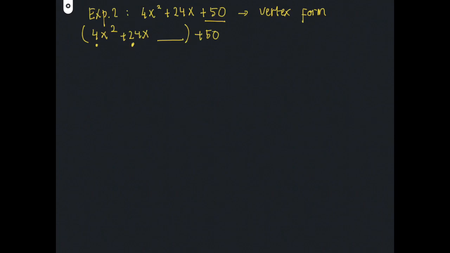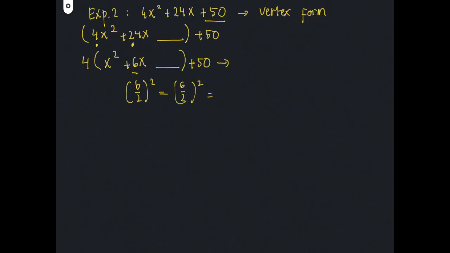In this case, the shared factor is 4. So I'm going to pull out 4. And then what's left is just going to be x squared, and then 24 divided by 4 is 6x. Again, we're going to give space to complete the square, plus 50. And then from here, we're going to complete the square, b is 6. So to complete the square, we will do (b over 2) squared. It's going to equal (6 over 2) squared, equals 3 squared, equals 9. Okay, so I'm going to rewrite it so it will look like this. 4 times (x squared plus 6x plus 9), plus 50.